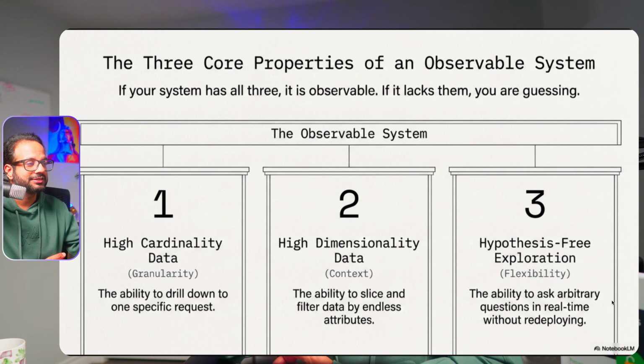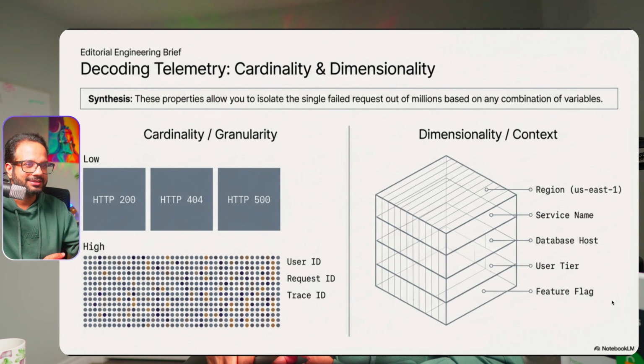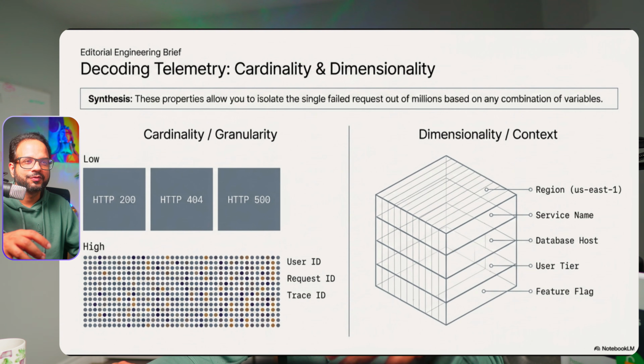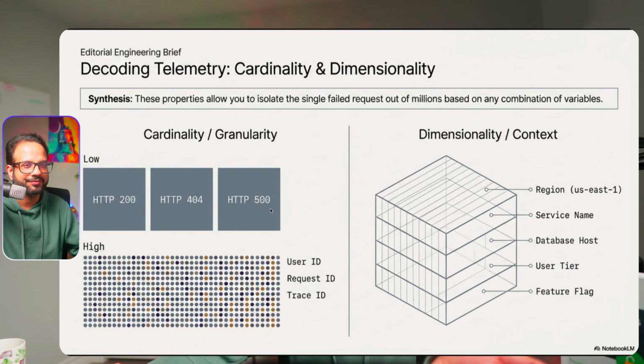Then we have hypothesis-free exploration. That means the ability to ask arbitrary questions in real time without redeploying. So let's have a look at high cardinality or granularity. When we have low cardinality or granularity, that means we are only tracing, let's say, some errors, HTTP 200 or 4xx or 5xx type of errors.